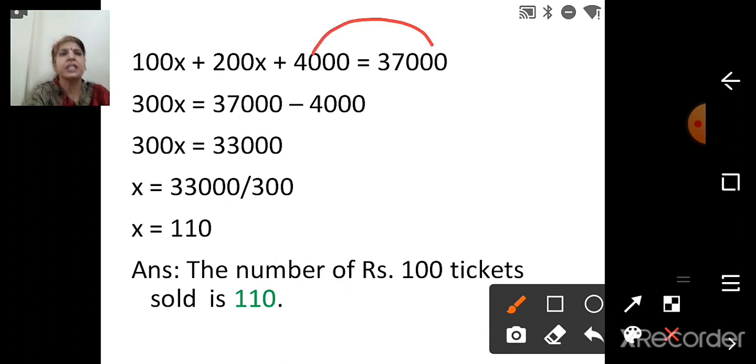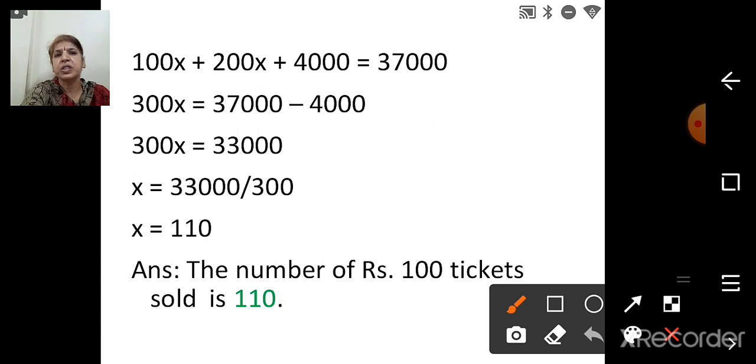4,000 is going to the other side, minus 4,000. That is the rule we have studied. 300X is equal to 37,000 minus 4,000, which is 33,000. Therefore, X is equal to 33,000 divided by 300.